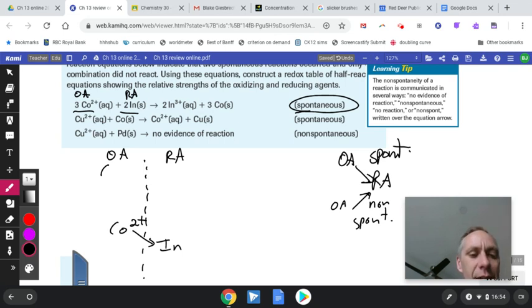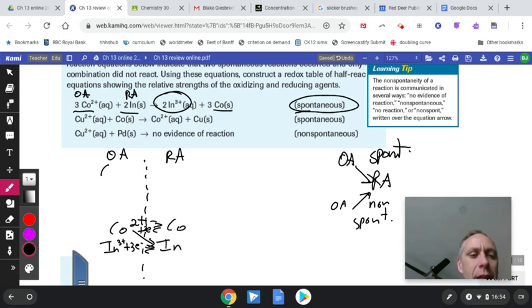Now I can complete the half reactions. Cobalt 2 plus is going to turn into cobalt. So it's going to do that by gaining 2 electrons. Indium came from indium 3 plus, so there's its oxidizing agent, indium 3 plus, and 3 electrons. It's really messy. Might rewrite it. I'll just leave it.